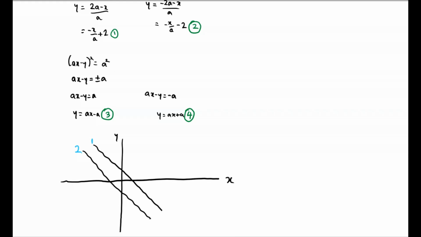And from the gradients, we can see that the graphs of 3 and 4 are going to be perpendicular to the graphs of 1 and 2. Graph of 4 has y-intercept a, and assuming that a is larger than 2, our graph of 4 is going to look something like this. And our graph of 3 is again going to be parallel to the graph of 4, but with a y-intercept at minus a.